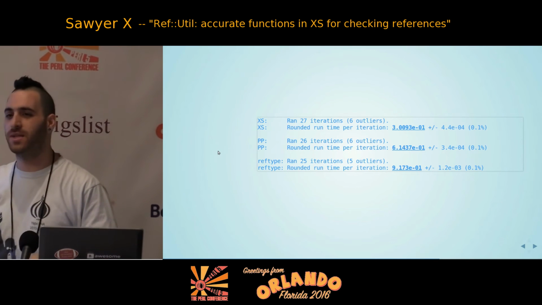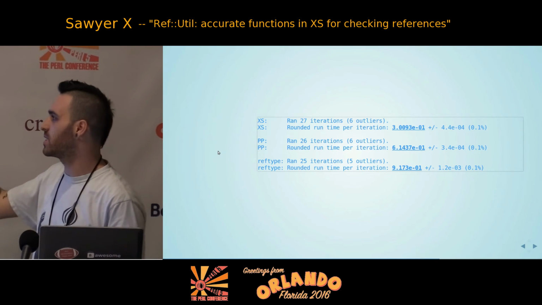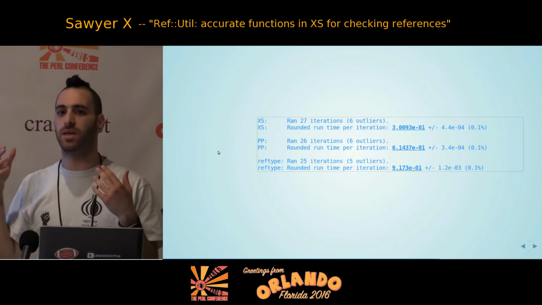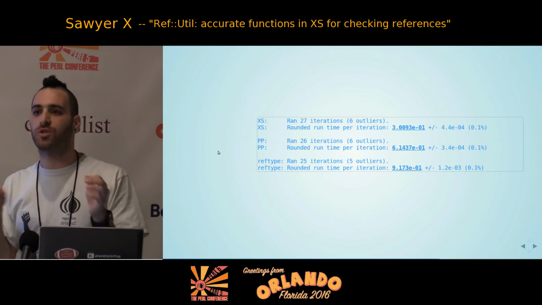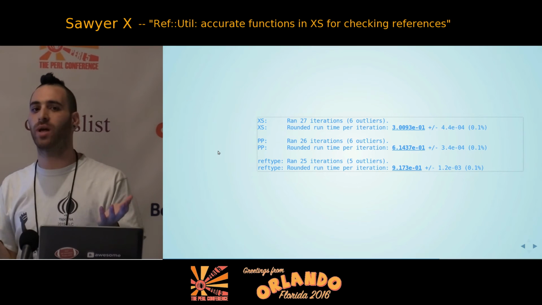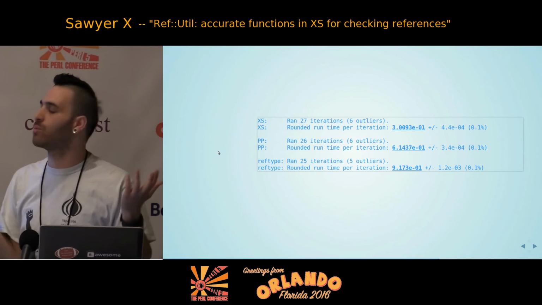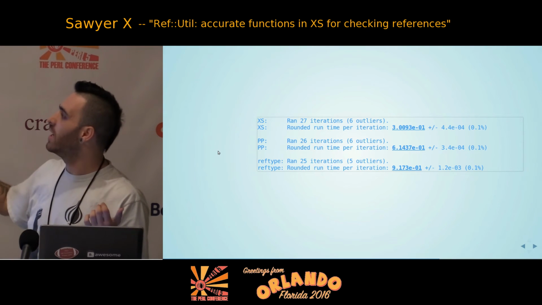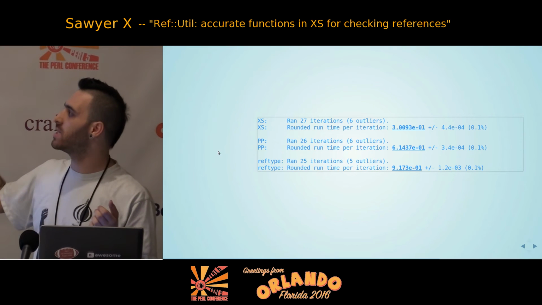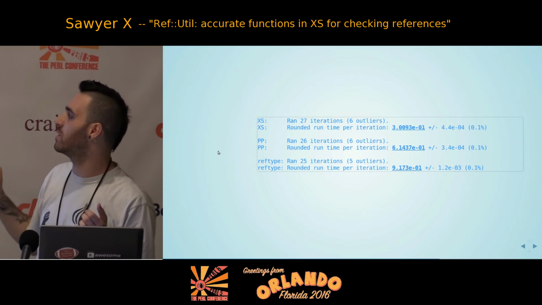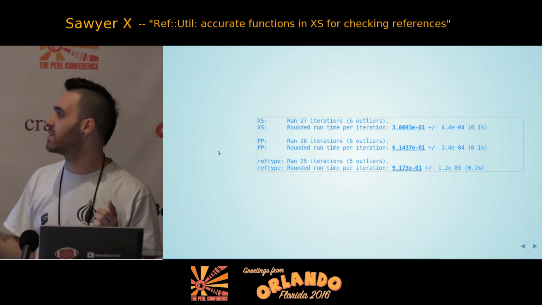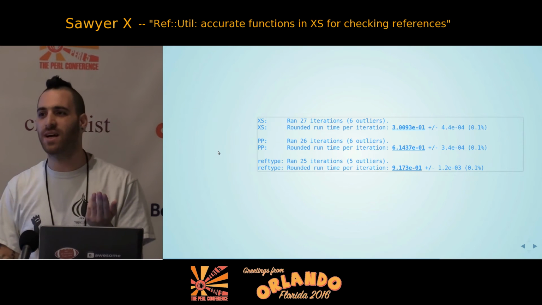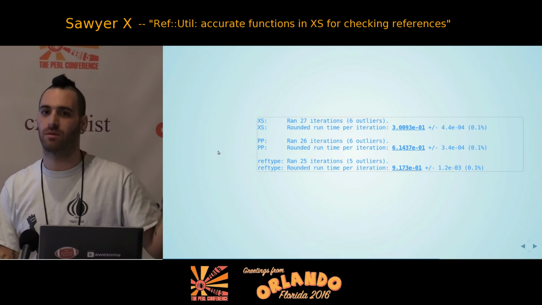But ref type is the right way to do this. It takes 9 seconds to run the test. PP is just what we usually do, which is just ref equals, which is not really the right way for either use case of it, but okay, so we sort of use that, and that runs at 6. And the XS version, in this case the optimized version with the custom op, runs at 3 seconds. So it's 3 times as fast as the right way of doing this.